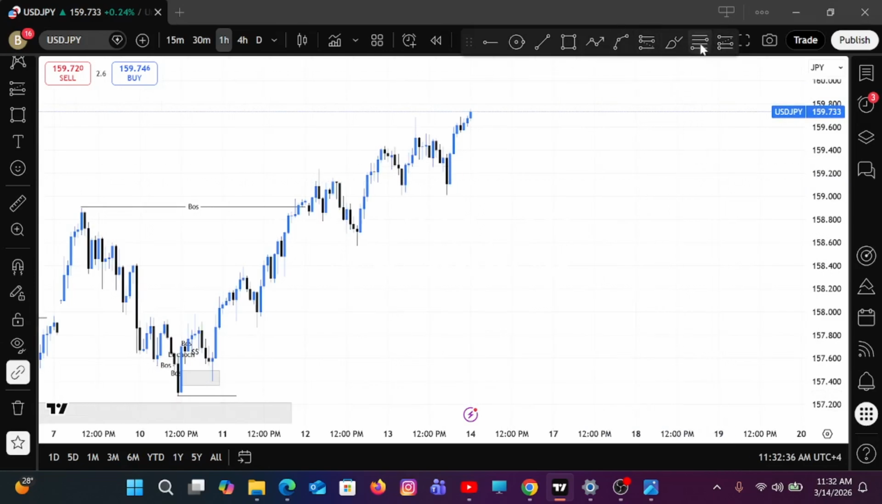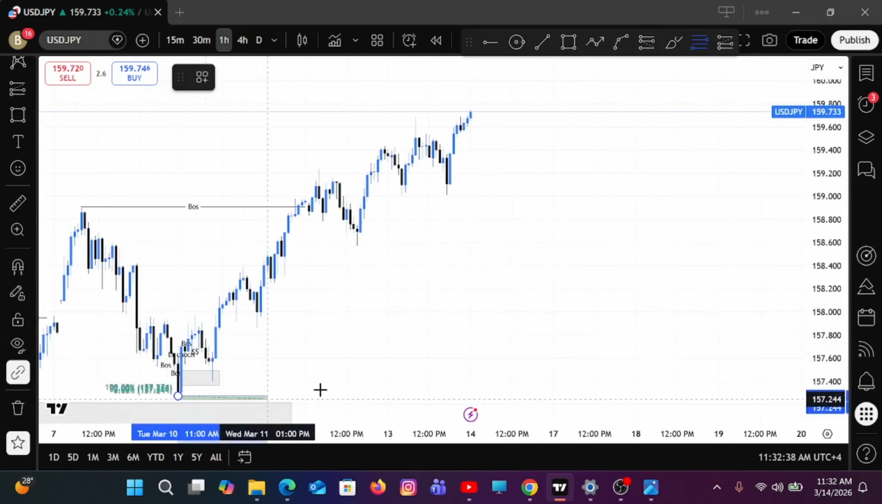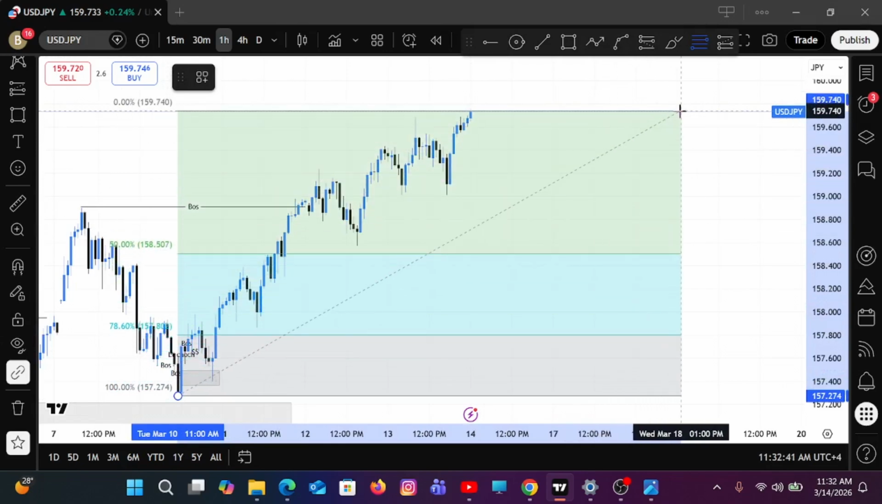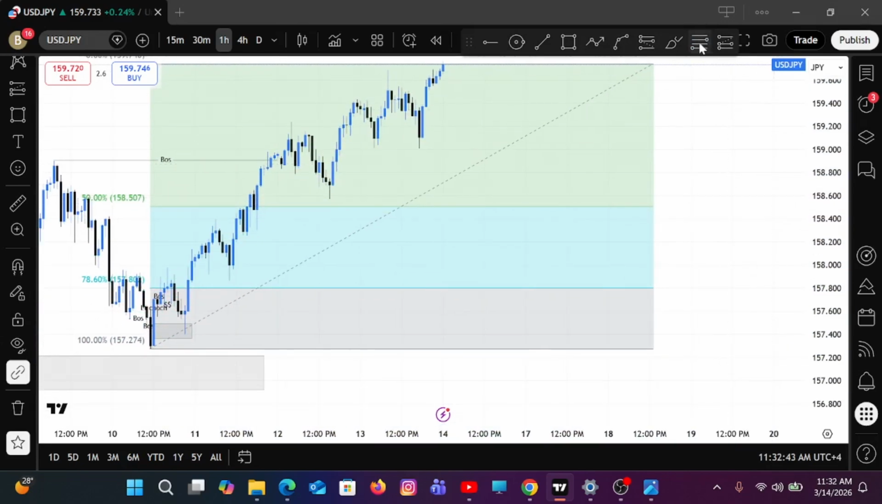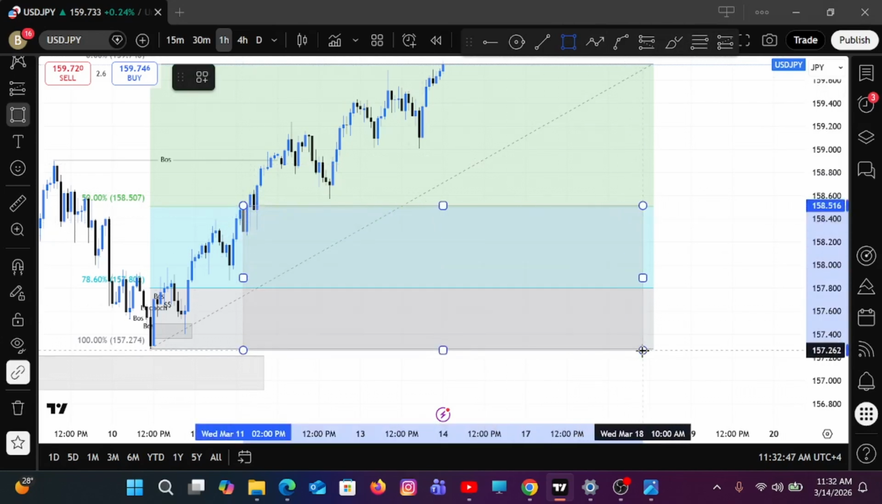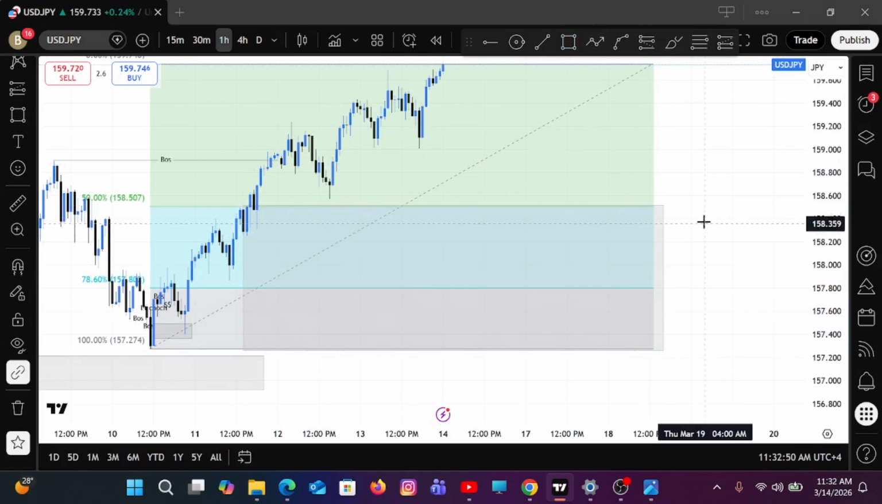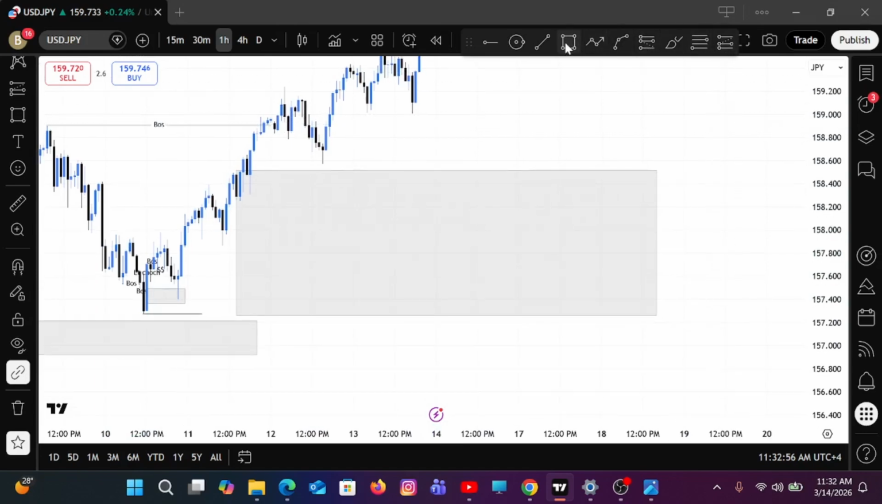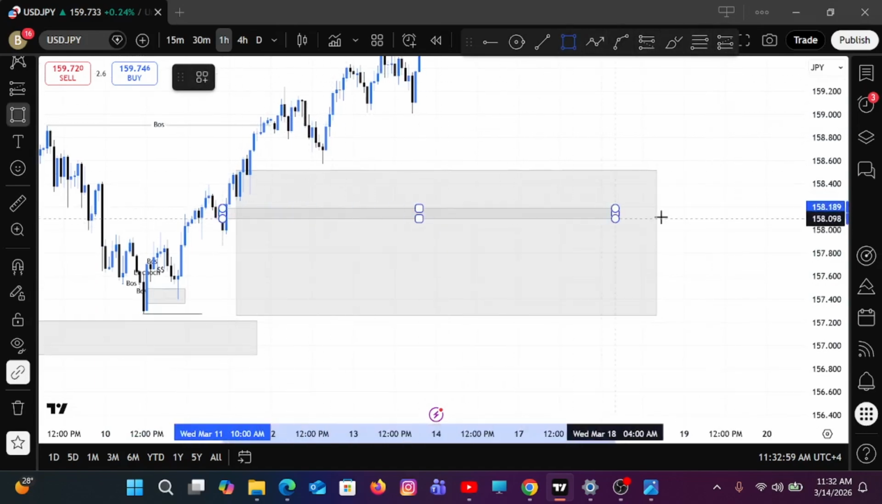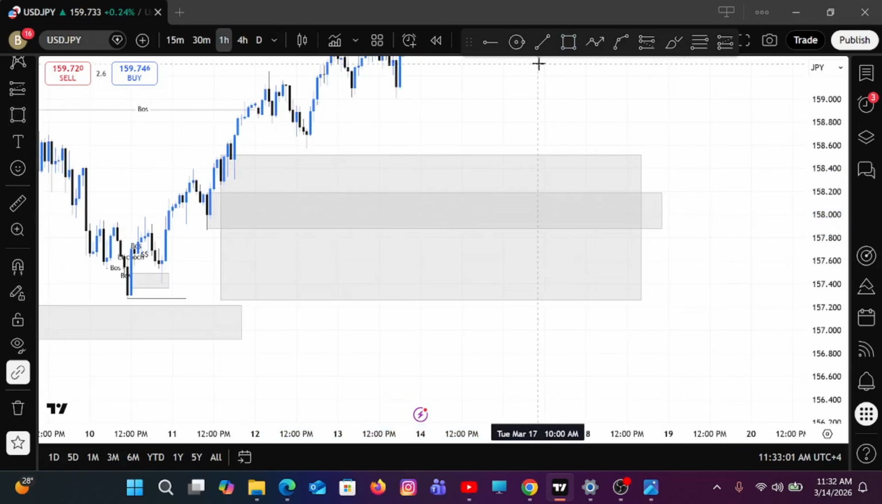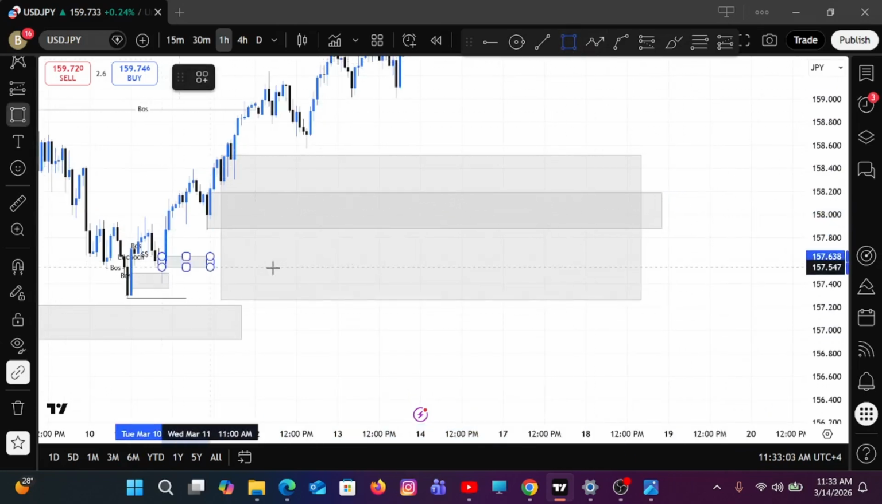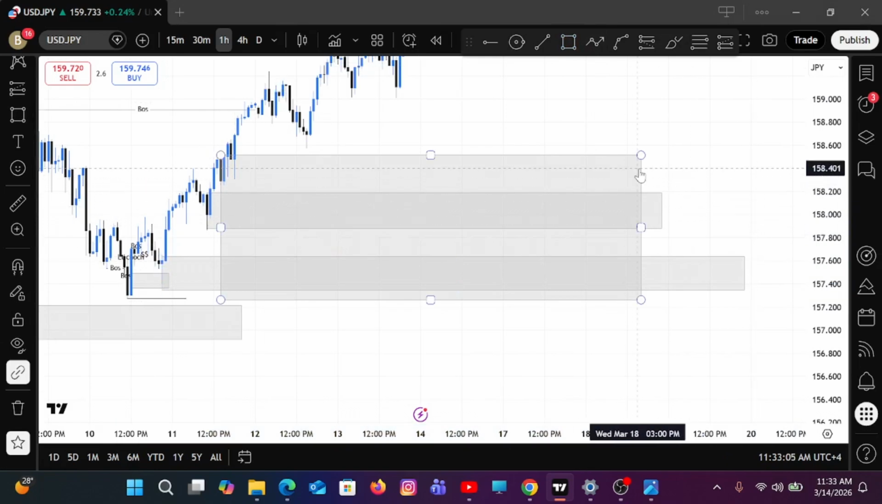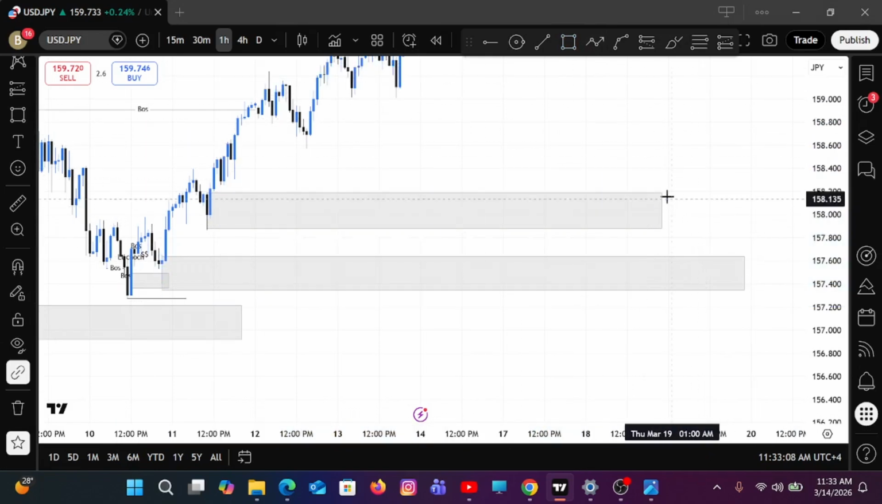I use my Fibonacci tool as well. I mark from the recent low to the recent high. Then I'll be focusing on the fair value gaps and order blocks that are in this discount zone. This is one, and this is two. I can delete this big zone now.